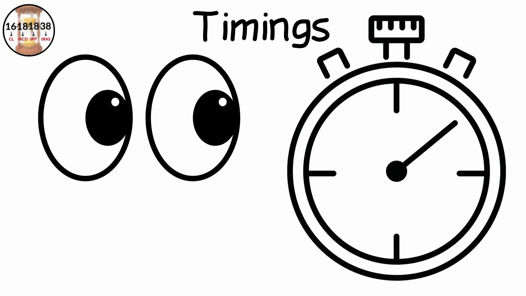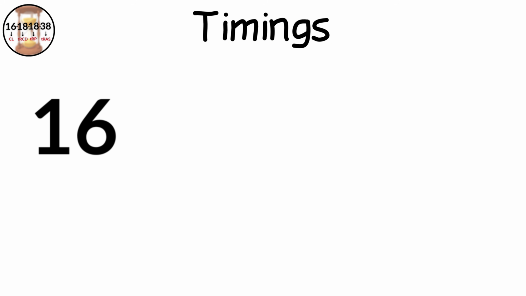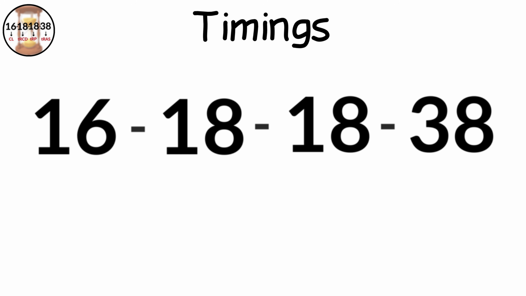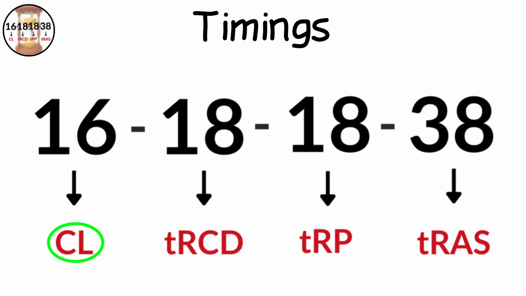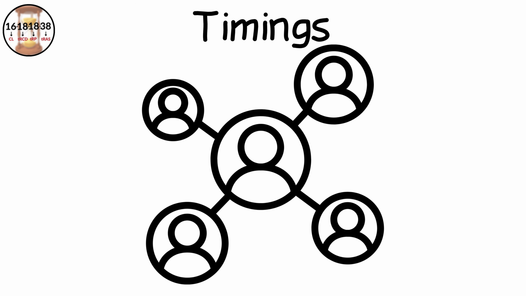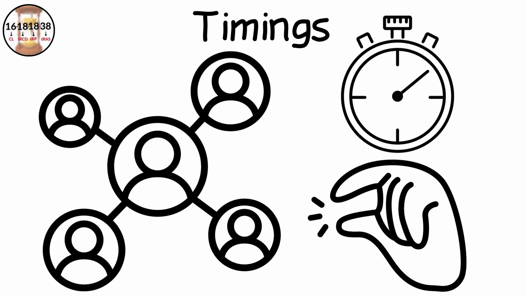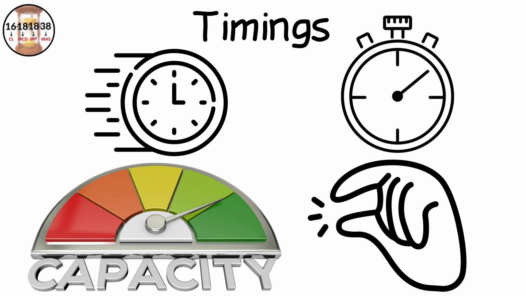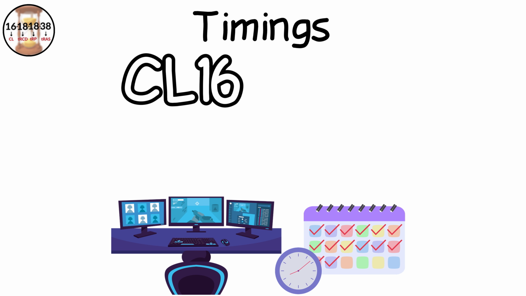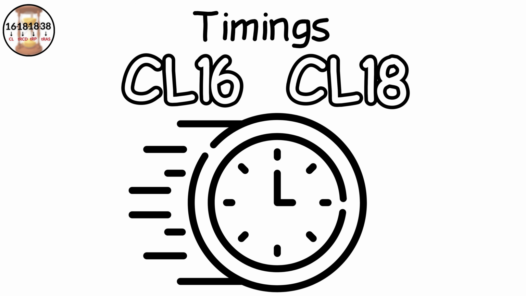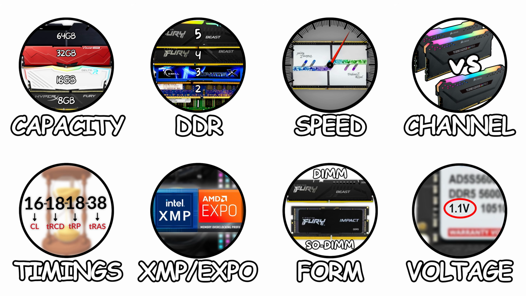You'll see timings listed as a sequence of 4 numbers like 16, 18, 18, 38. The first number is CAS latency. The other 3 represent other delay measurements inside the RAM, but CAS latency is what matters most for comparing RAM kits. For most users, timings make a small difference compared to speed and capacity. For everyday use and even regular gaming, the difference between CL16 and CL18 at the same speed is barely noticeable.